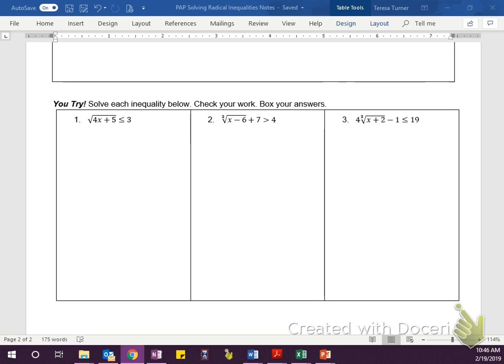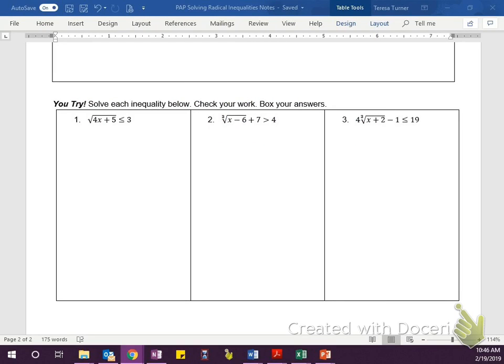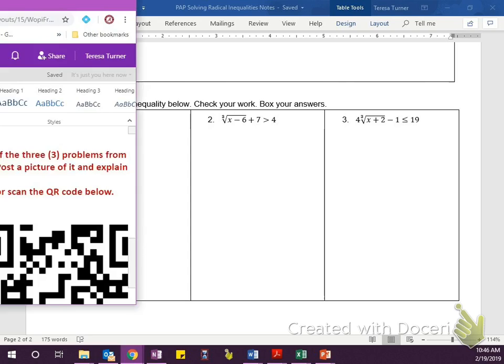Do we get a Chromebook, miss? I can't unlock it. Don't worry, I got you.